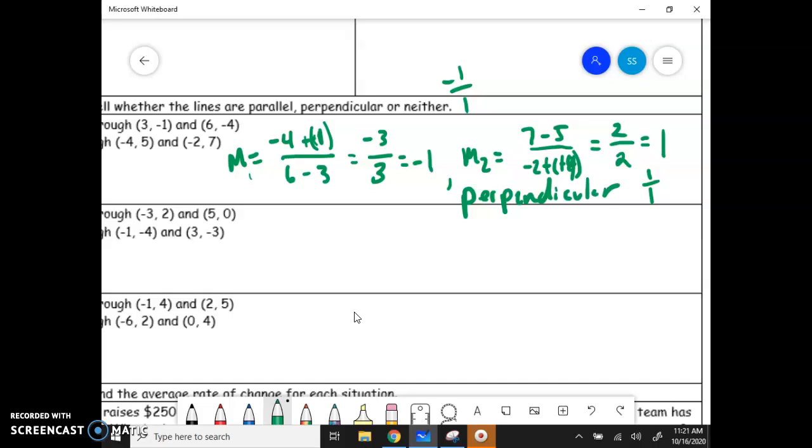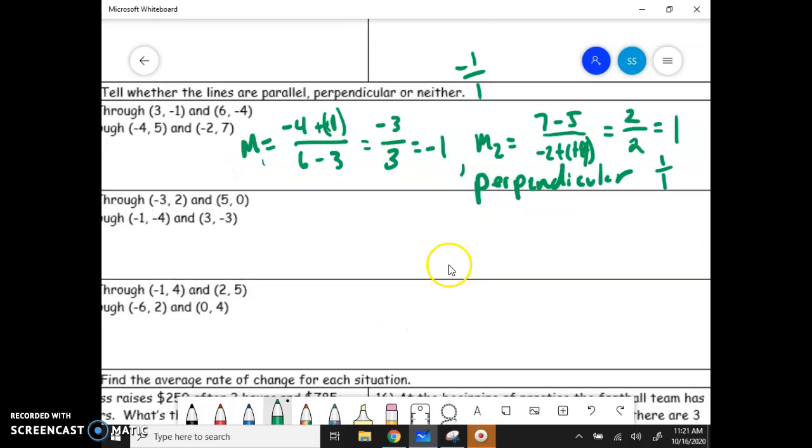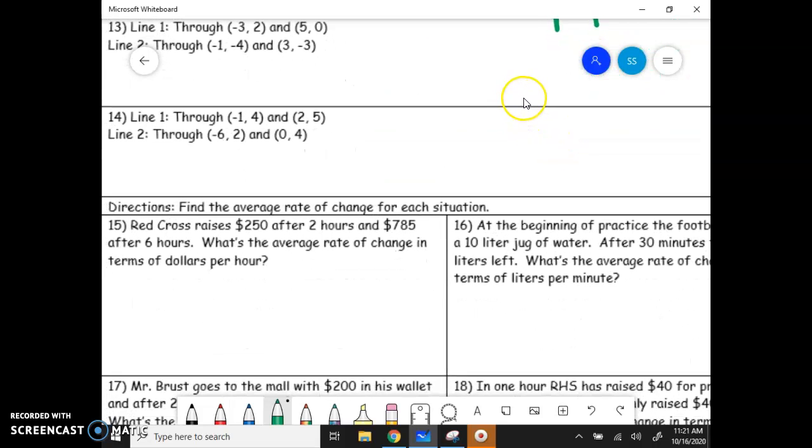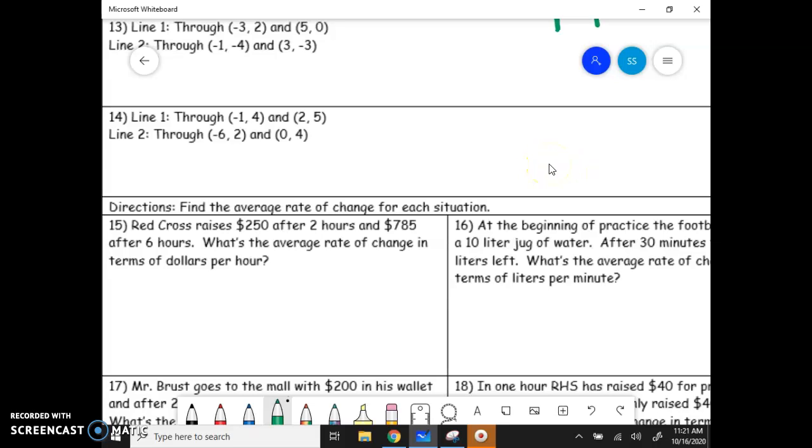So these lines are perpendicular. All right, that one's kind of a funky one. Maybe I'll do another one for you. I'll skip 13 to give myself a little bit more room. We'll do number 14. How about? All right, so again, we got M1.